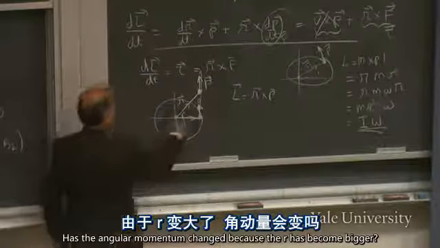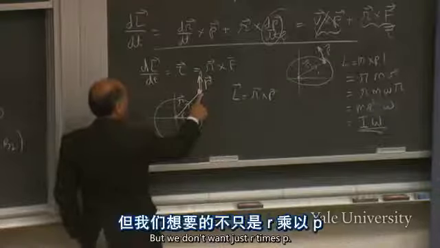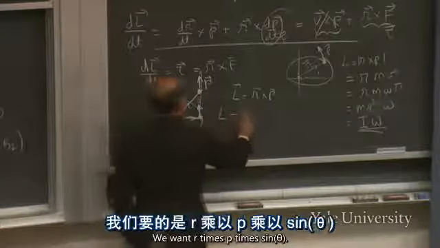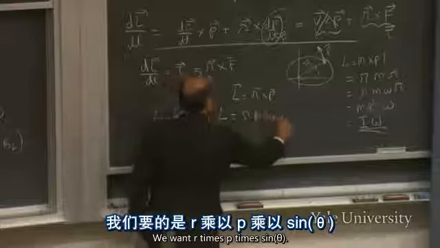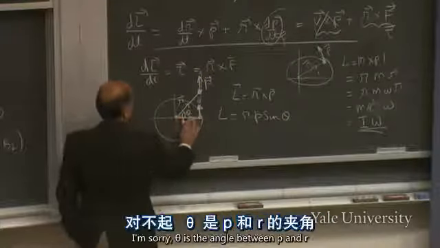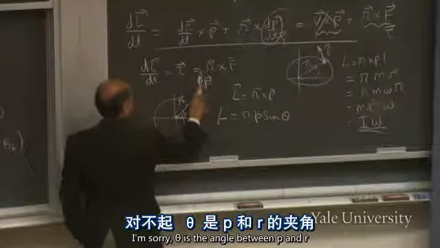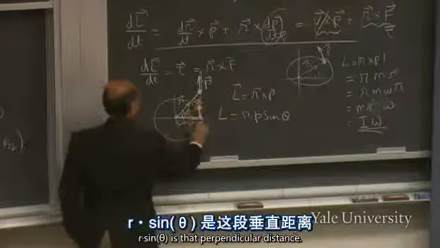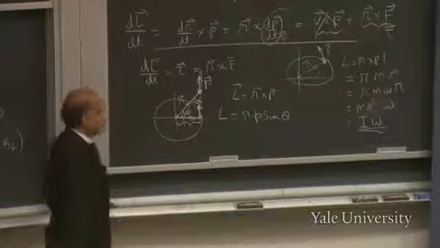Because the r has become bigger, but we don't want just r times p. We want r times p times sine theta. But r sine theta, where theta is the angle between p and r, is in fact that perpendicular distance. That is not changing.